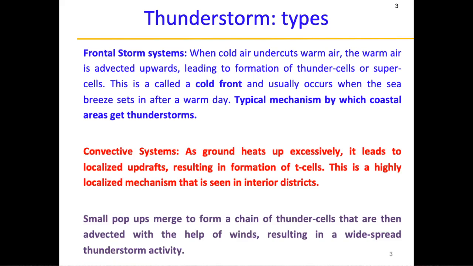This cold air undercutting warm air is known as a cold front, and this usually occurs when the sea breeze sets in after a very warm day, leading to the formation of thunder cells. This is a typical mechanism of formation of thunderstorms in a coastal area like Mumbai or Goa or Chennai and those places. So the thunderstorms that you see around these coastal regions are basically due to a frontal system.